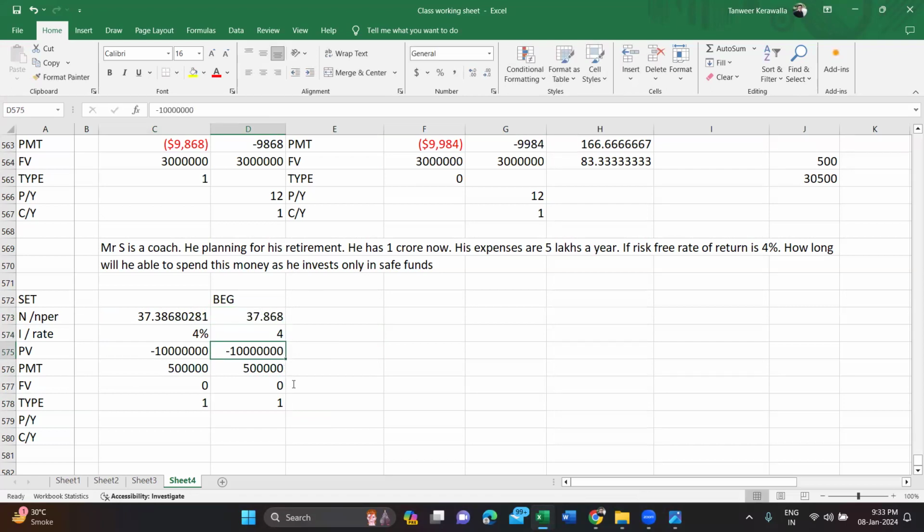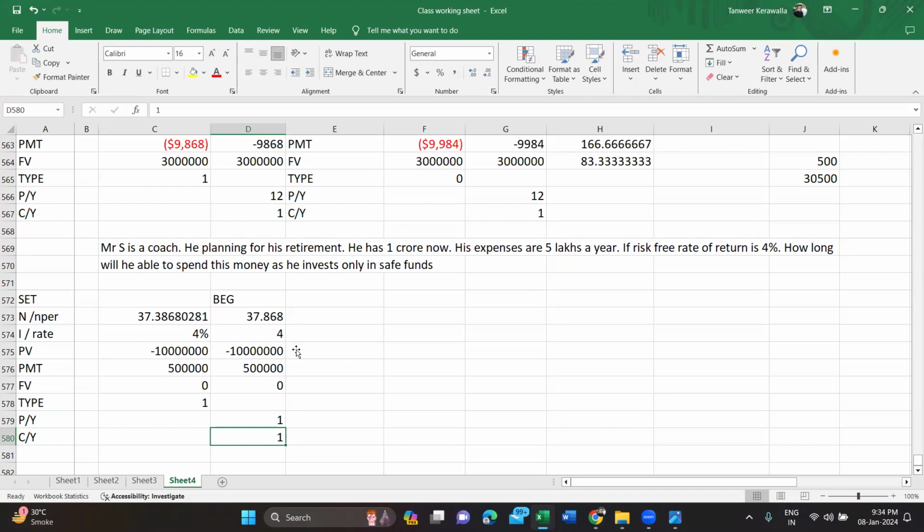Same PV, same PMT, type is also not there on the calculator. And this is also 1 and 1 because there is no monthly compounding, there are no monthly payments. So 1 and 1, right? There is yearly compounding and yearly payment. So you get the same answer on the calculator as well, 37.868. So this was a question where you have to find out how many years he will survive if he continues his spending habits this way and continues to invest in safe funds, right? So it was like a small case study question, right?